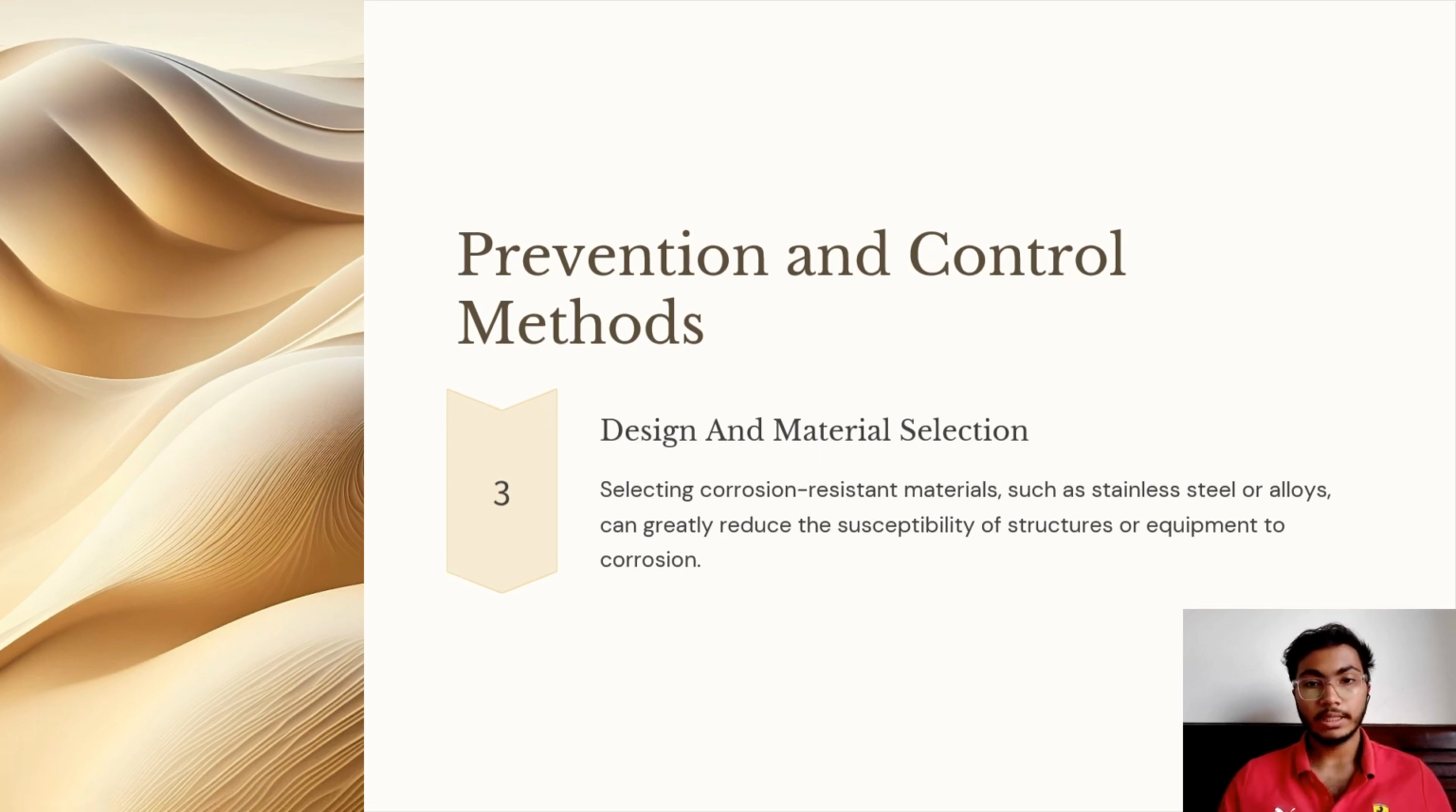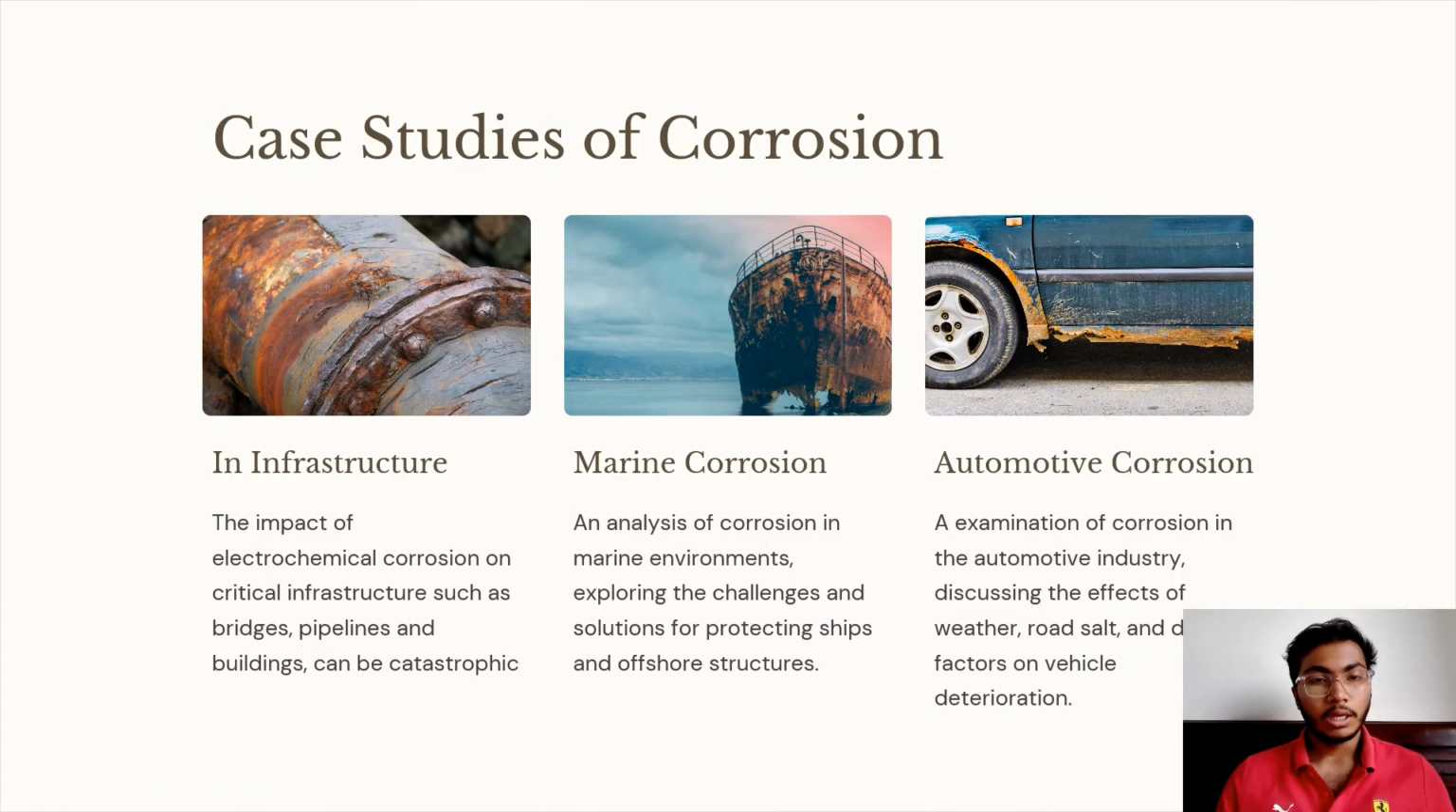Prevention and control methods. Design and material selection. Selecting corrosion resistant materials such as stainless steels or alloys can greatly reduce the susceptibility of structures or equipment to corrosion. Case study of corrosion in infrastructure. The impact of electrochemical corrosion on critical infrastructure such as bridges, pipelines, and buildings can be catastrophic. Marine corrosion. An analysis of corrosion in marine environments, exploring the challenges and solutions for protecting ships and offshore structures. Automotive corrosion. An examination of corrosion in the automotive industry, discussing the effects of weather, road, and soil factors on vehicle deterioration.